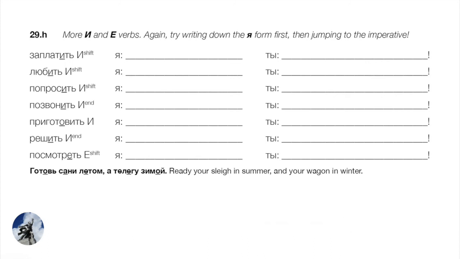Приготовить, the ya form will be приготовлю, as we've already seen. Right, again, the infinitive itself is stressed back on the stem. So that gives us the imperative приготовь. Решить, я решу, that implies реши. Посмотреть, that gives us посмотрю, which in turn gives us посмотри, right? Look, hey, look at that, посмотри. Готовь сани летом, а телегу зимой. Prepare or ready your sleigh in summer and your wagon in winter, right? Plan ahead.